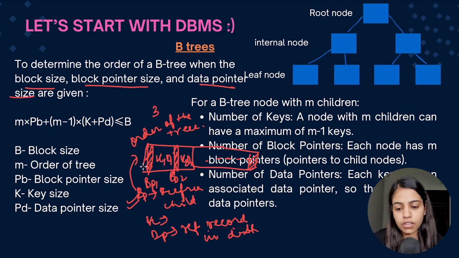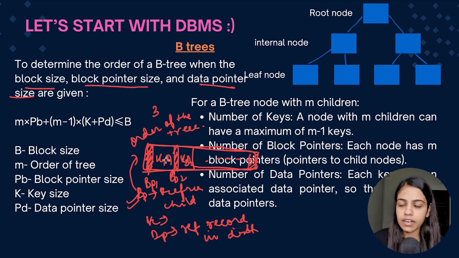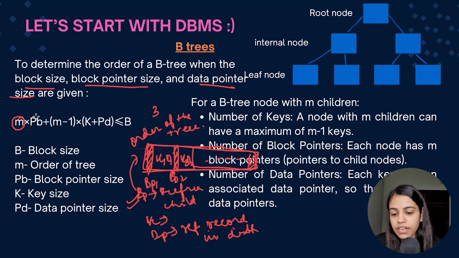This is the block size, the size of this particular block. This is the block pointer size, and this is the key as well as the data pointer size. You can derive the formula for the same. Here M is the order of the tree, and the number of block pointers depends on the order of the tree. If the order is 3, there will be 3 block pointers; if the order is 5, there will be 5 block pointers. So we will multiply M with PB, where M is the order of the tree and PB is the block pointer size.